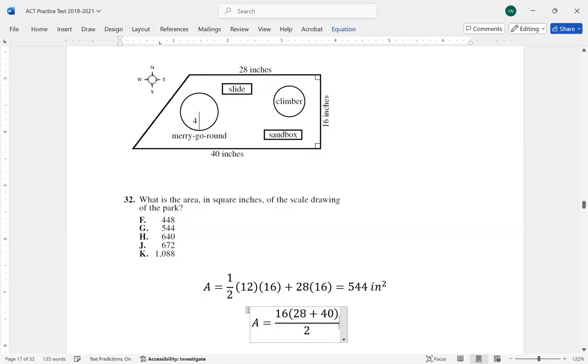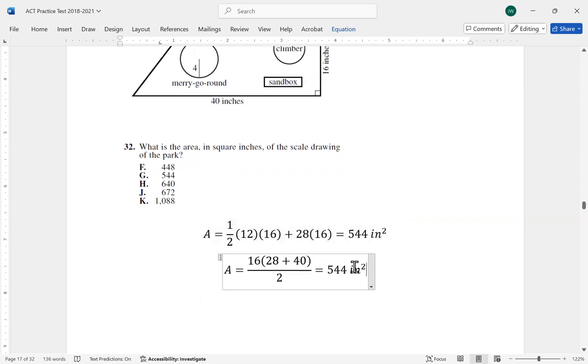And then divide that by 2. And if you remember, that's the area of a trapezoid. You can do that as well. That is 544 square inches as well. So either way you do that, you think of a triangle plus a rectangle, or you remember the area of a trapezoid. Both cases give you 544 square inches. So the answer to question 32 is 544 square inches.